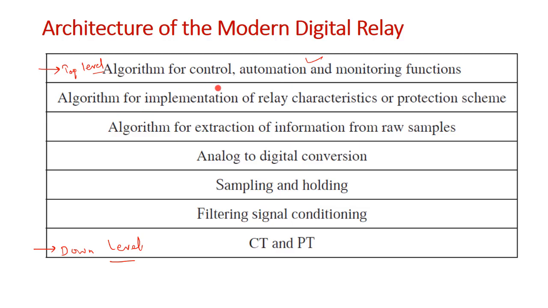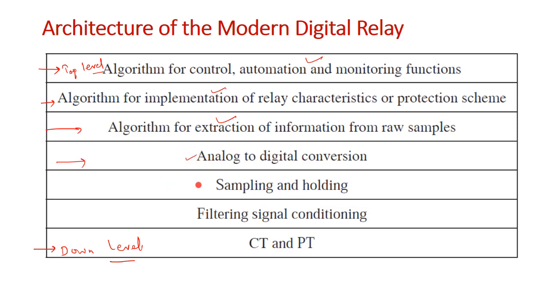Then we need to develop the algorithm for implementation of relay characteristics or protection scheme. Then we need an algorithm for extraction of information from raw samples. So we have raw samples like analog current and voltage signals. From there we need to extract the information, and in order to extract this information we need analog to digital conversion.